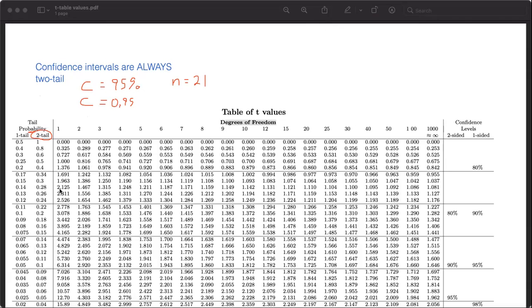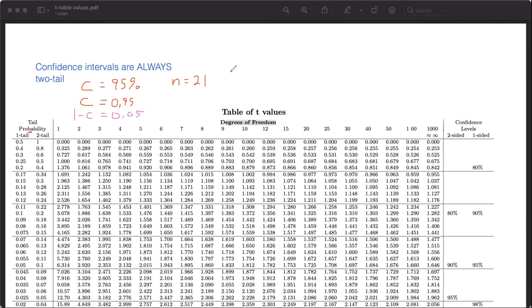Oh, I'm sorry, not yet. I forgot one thing. What you have to do is subtract the C value from 1. My apologies. So you get 0.05. Okay, now we're ready.